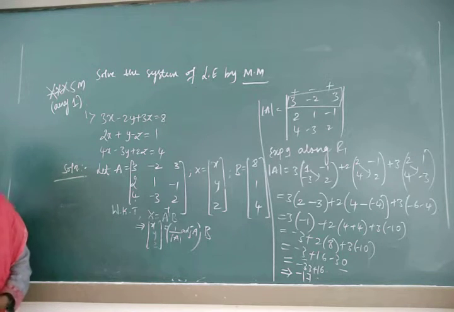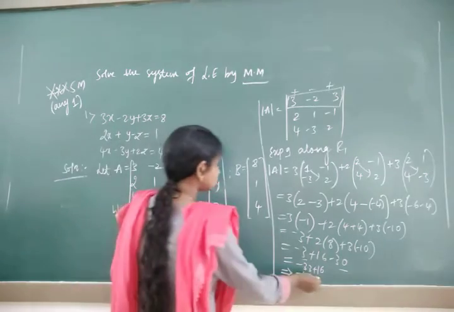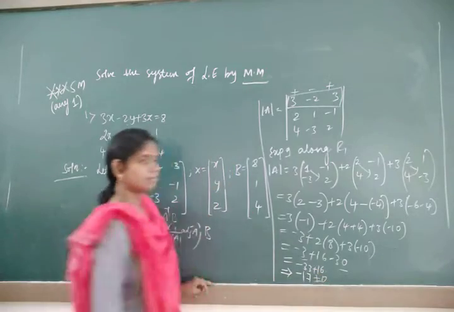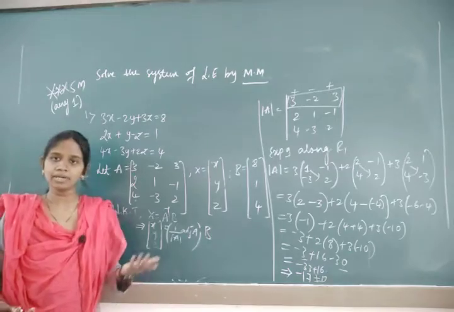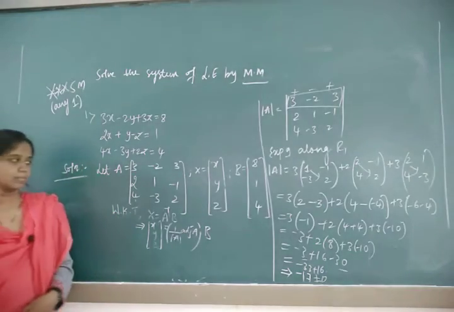So in this way, first of all you have to find out the determinant A. Is this value equal to 0? No, it's not equal to 0. It means the inverse will exist. Find out the adjoint A. How to find out the adjoint A? By taking the cofactors.